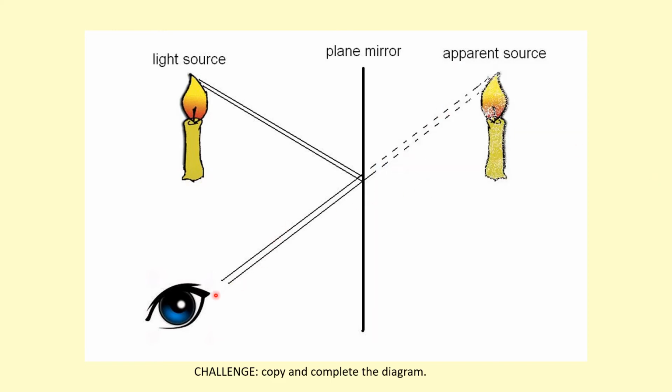So the brain is very clever, and it's learnt from experience that light travels in a straight line. So it follows these rays back to the point where they meet, and it sees the image of the candle here in the mirror. So that's what your completed diagram should look like.